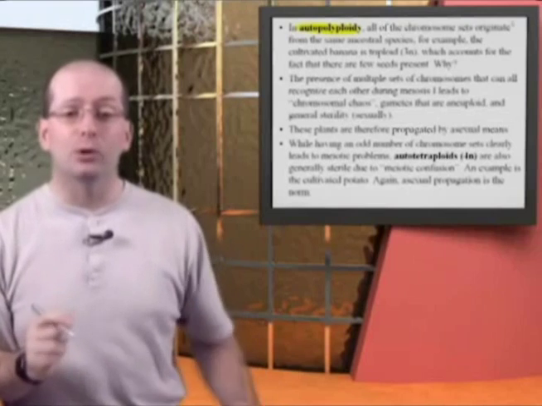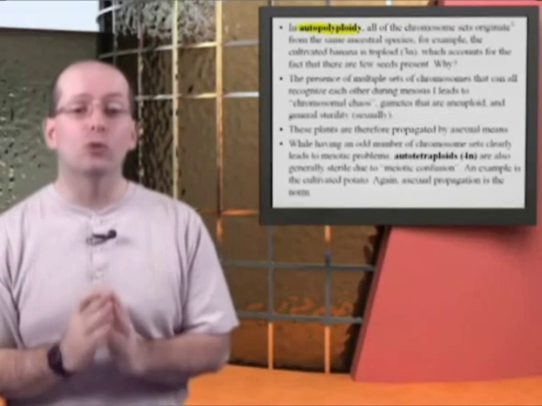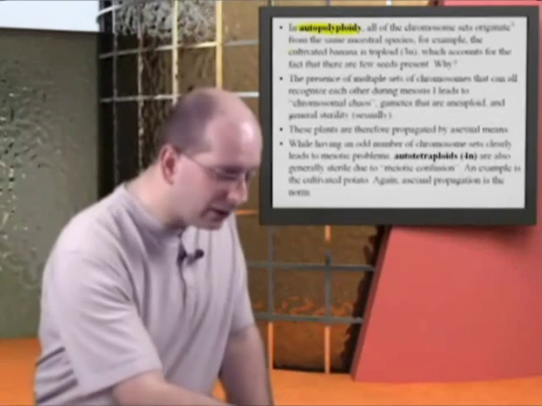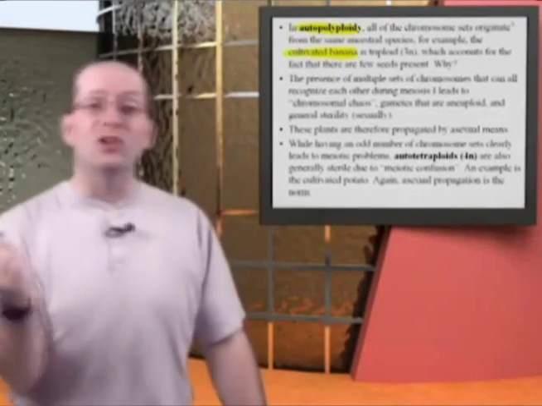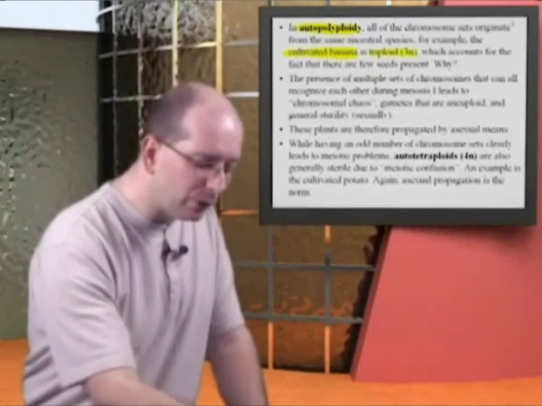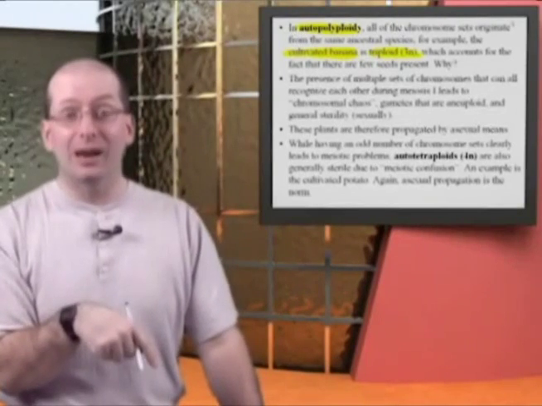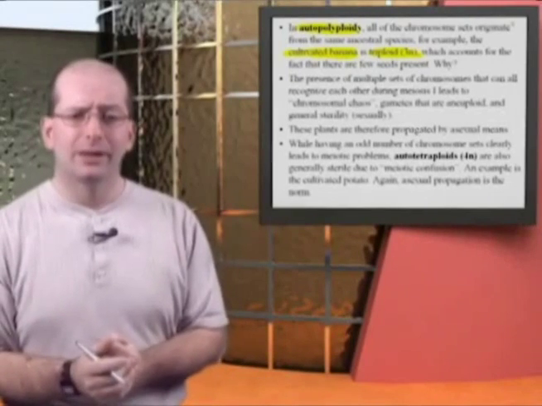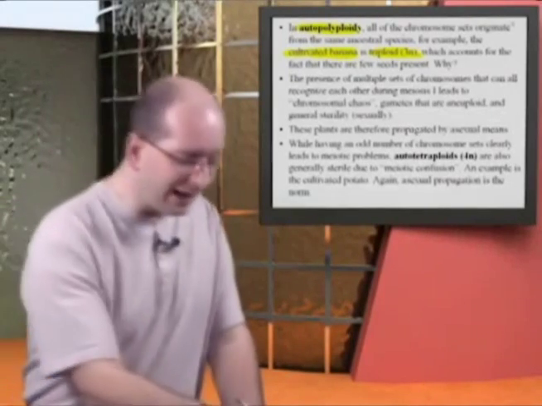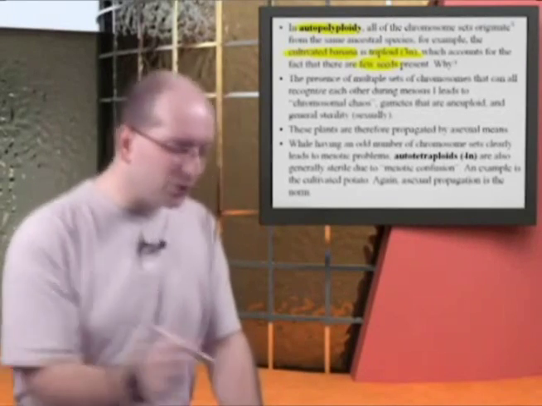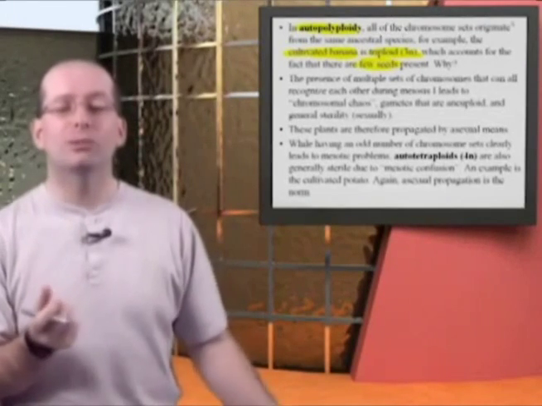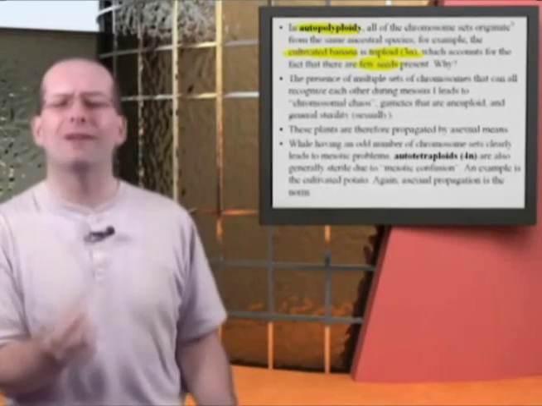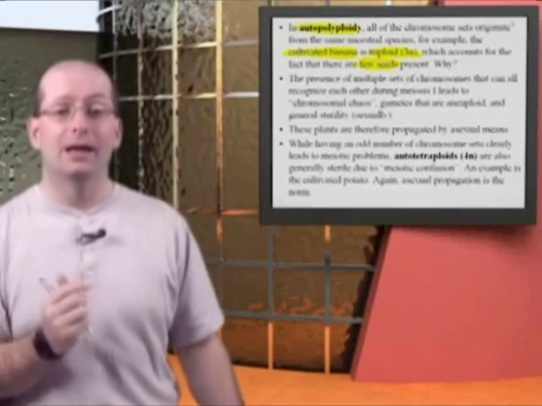Well, in autopolyploidy, all the chromosome sets originate from the same ancestral species. I'll give you a great example. The cultivated banana, the banana you go buy in the store, it's triploid, 3N, just like that human karyotype we saw. But this is the normal way of things for bananas. Now, this accounts for the fact, and it's why bananas are good, one of the reasons, why there are few seeds present. Few, I mean, there aren't many, if any, seeds. You can see the little vestiges of seeds down at the bottom.